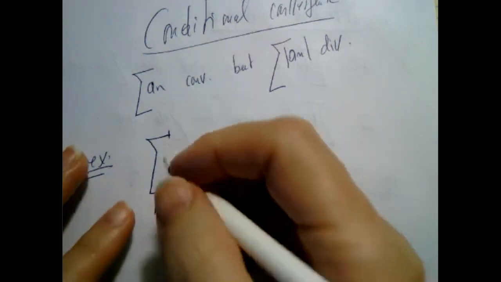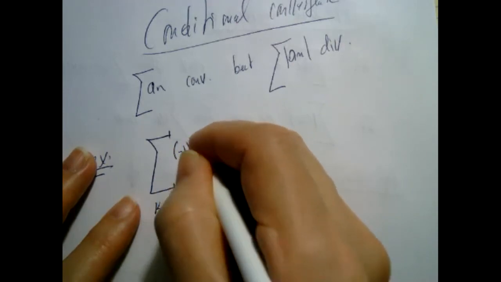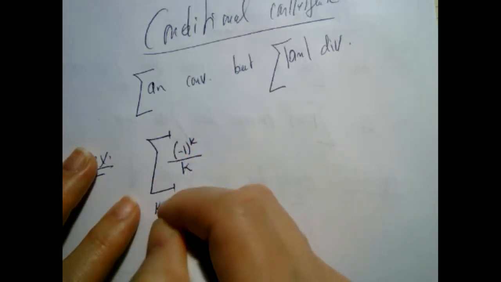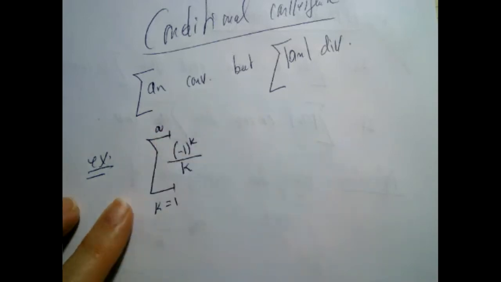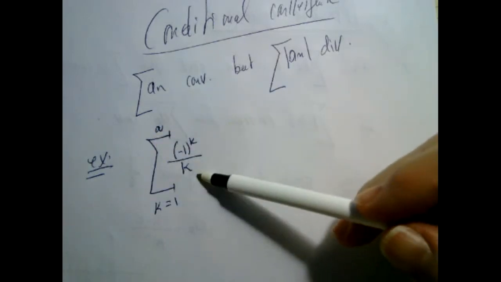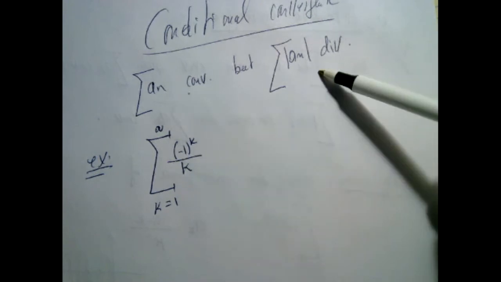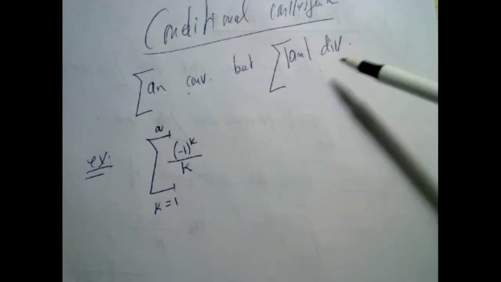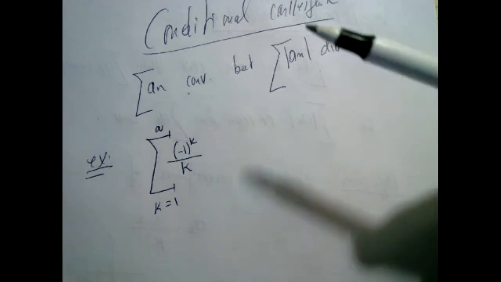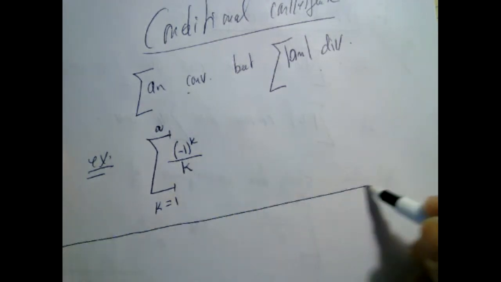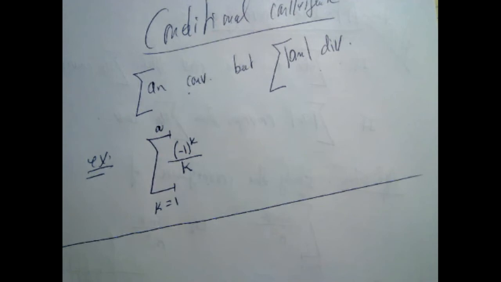-1 to the k multiplied by 1 over k. Exactly. This is a typical example. This will converge by the alternating series test. When I put in the absolute value, it will become 1 over k. It will diverge by a p series. So that's the summary of basically all the tests that we've seen in this section.